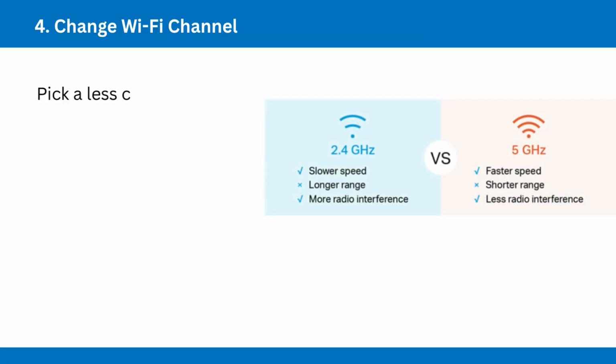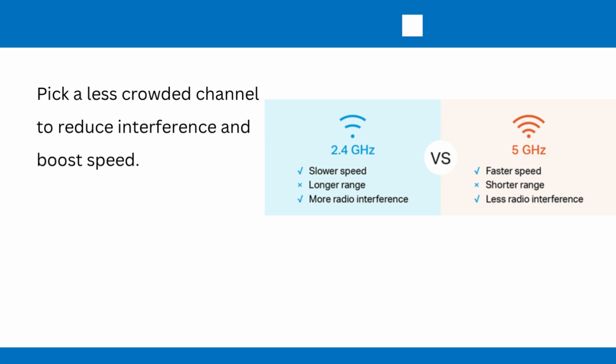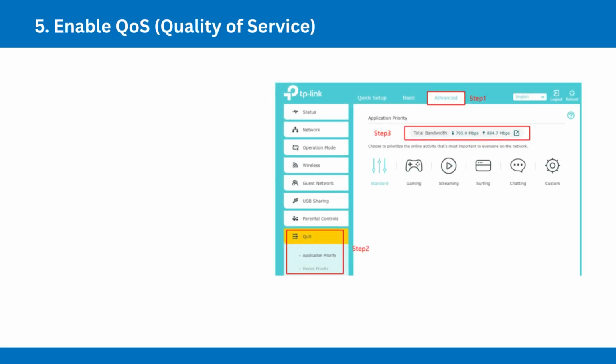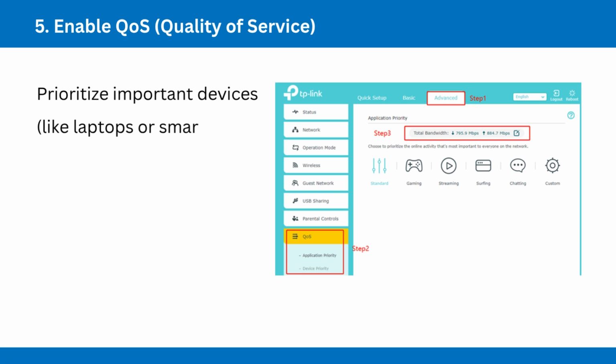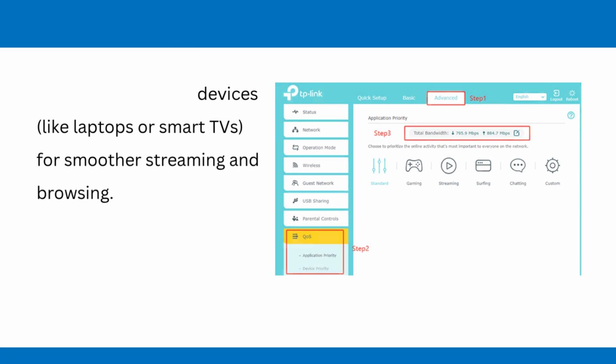4. Change Wi-Fi channel. Pick a less crowded channel to reduce interference and boost speed. 5. Enable QoS, quality of service. Prioritize important devices, like laptops or smart TVs, for smoother streaming and browsing.